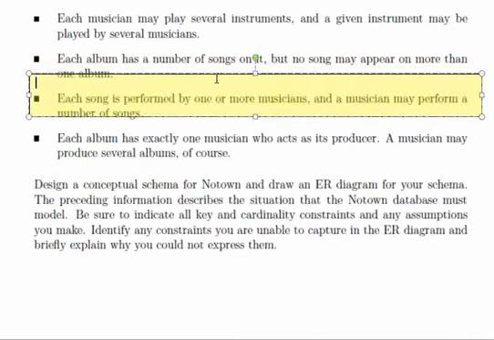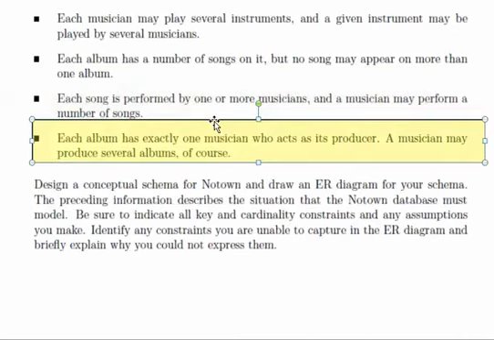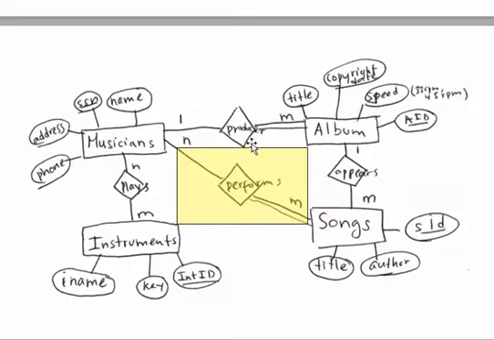And then here, each album has exactly one musician who acts as the producer. So here is the producer, and this is a relationship between album and musician. And it specifies the cardinality because it says a musician may produce several albums, and each album has exactly one. So this should be a one-to-many.